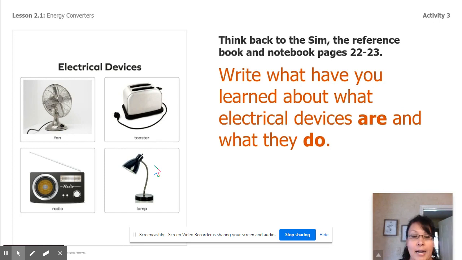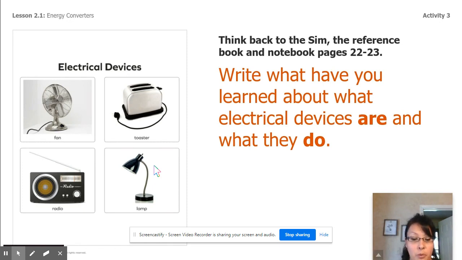So we know that they take in electrical energy. We know that the output energy could be different forms. We know that there are different kinds of energy like motion, sound, thermal, and light. And so I want you to go ahead and stop the video right now, and write what you have learned.